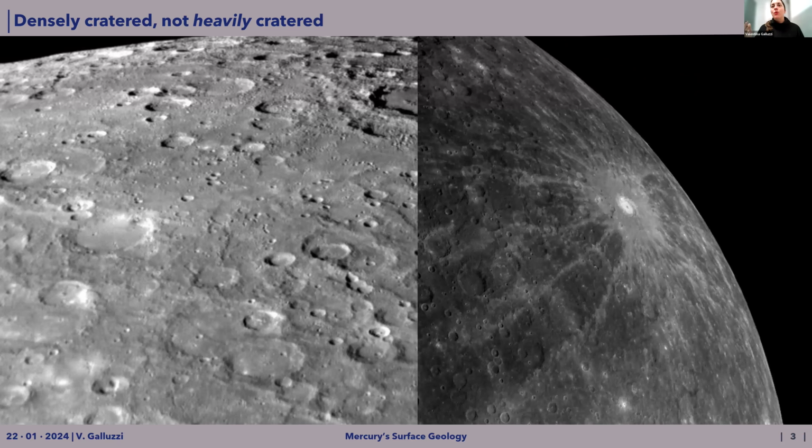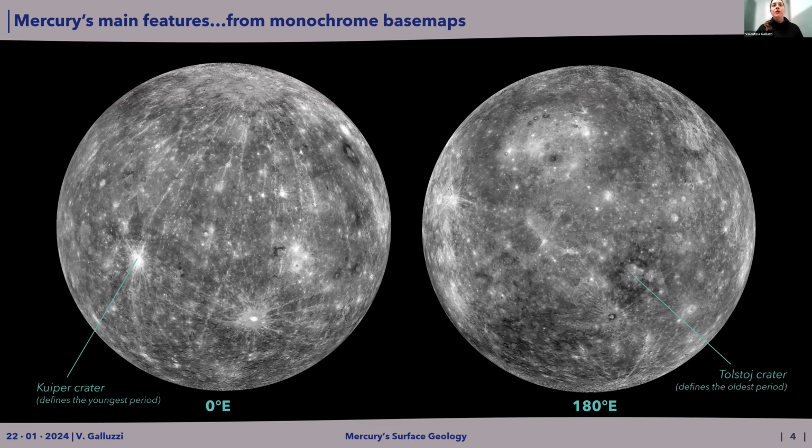And as on the moon, we have also fresh craters with bright rays, and probably Mercury has even more bright rays than the moon has. Let's have a look at Mercury from the albedo maps. These are albedo maps. So the gray contrasts are very exaggerated here, and they reflect the compositional differences.